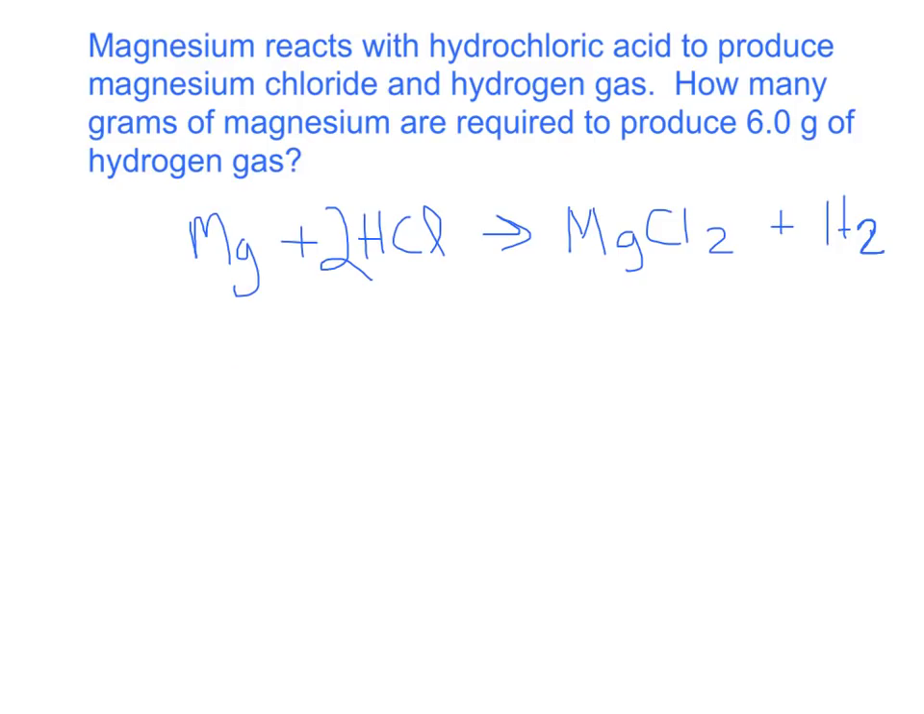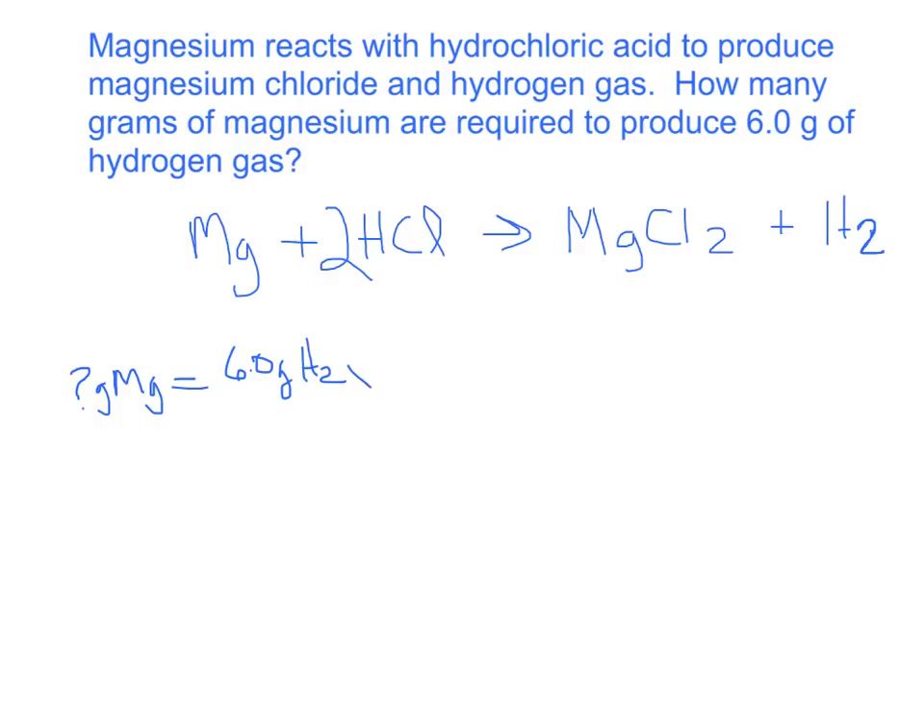Okay, so here's a metal reacting with hydrochloric acid. Typical result is always the salt of the metal and hydrogen gas. So we are given an amount of 6 grams of hydrogen gas, and we're asked how much magnesium would you have to react to come out with 6 grams of hydrogen. So how many grams of magnesium equals 6.0 grams of hydrogen?